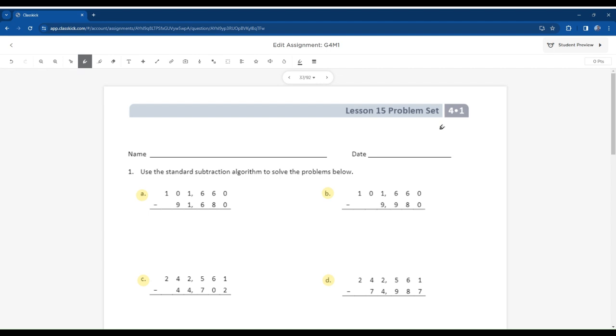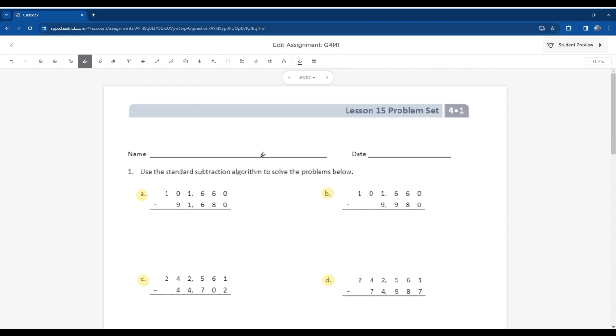In lesson 15, what we're looking to do is we want students to be able to use their place value understanding to fluently decompose to larger units multiple times in any place value using that standard subtraction algorithm, and then apply that algorithm to solve word problems using tape diagrams. So we could be regrouping any number of times in these problems down here.